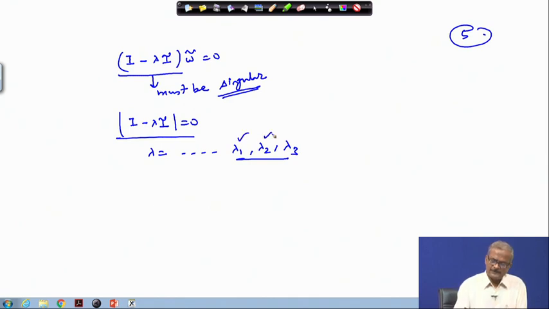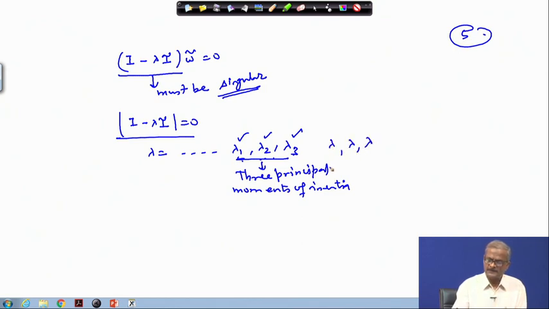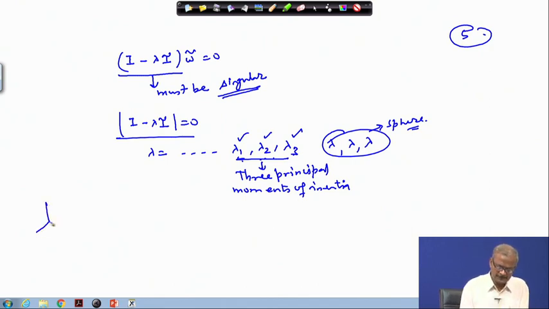And these 3 values will indicate the 3 principal moments of inertia. It can happen that all of them are the same, lambda, lambda, lambda. That happens in the case of the sphere, where the moment of inertia along all 3 perpendicular directions, whichever you choose, happens to be the same.